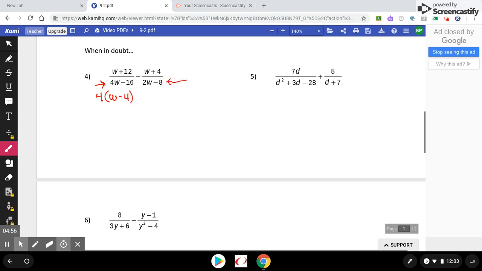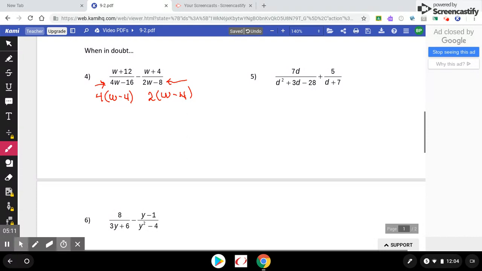This guy has a GCF of 2. I pull 2 out. That's what's left. So here's why that's important. Can you see what's common? They already have a w minus 4 in common. There's no reason for me to mess with that.